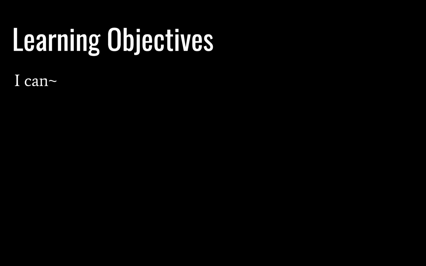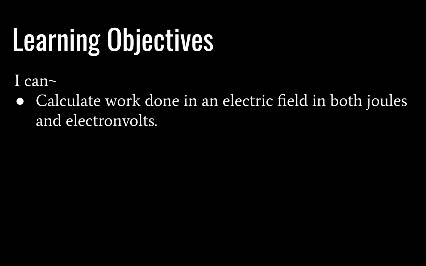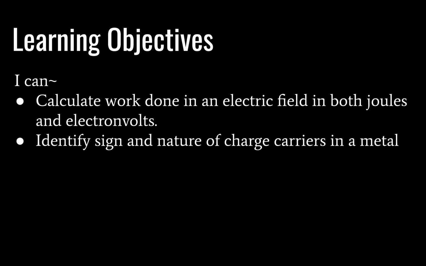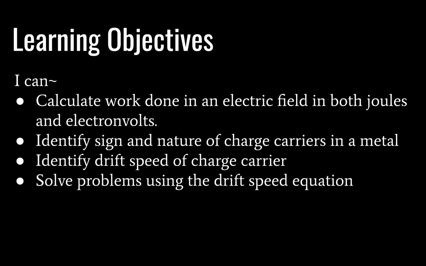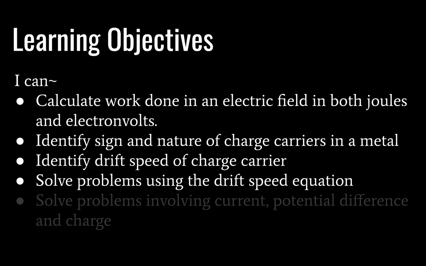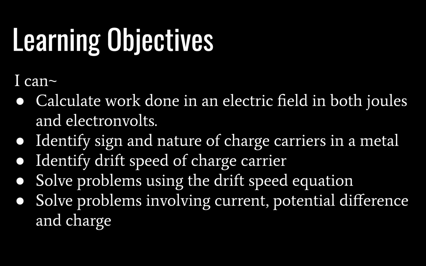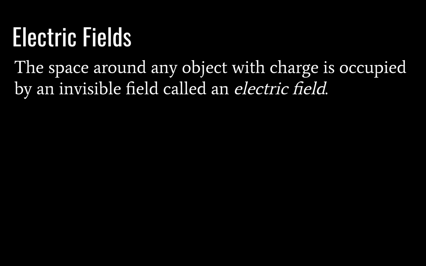By the end of this lesson, you will be able to calculate work done in an electric field in both joules and electron volts. Identify sign and nature of charge carriers in a metal. Spoiler alert, they are electrons and negative. Next, identify drift speed of a charge carrier. Solve problems using the drift speed equation, and solve problems involving current, potential difference, and charge. So there you go.